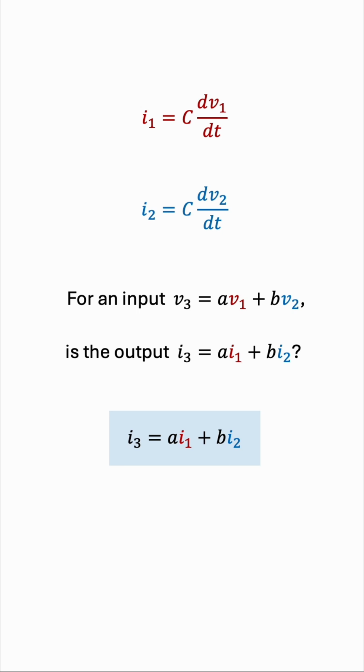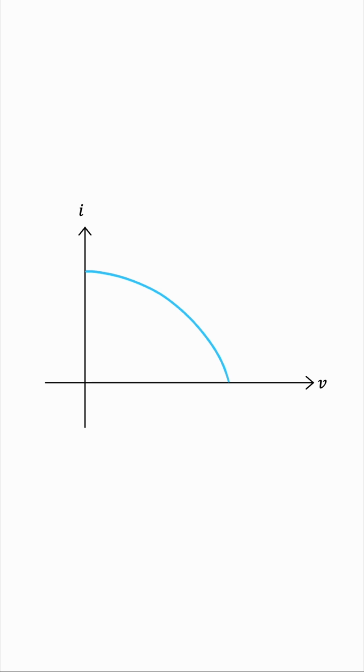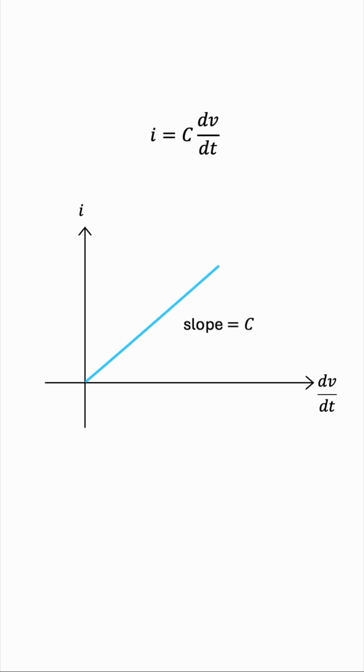This is not intuitive for many people, I know, because if you were to look at a graph of I versus V, you would not get a straight line by any means. But what if you plot a graph of I versus the derivative of V? Then you will indeed get a straight line whose slope is the capacitance, as we know from the equation. So yes, the capacitor is a linear circuit element.